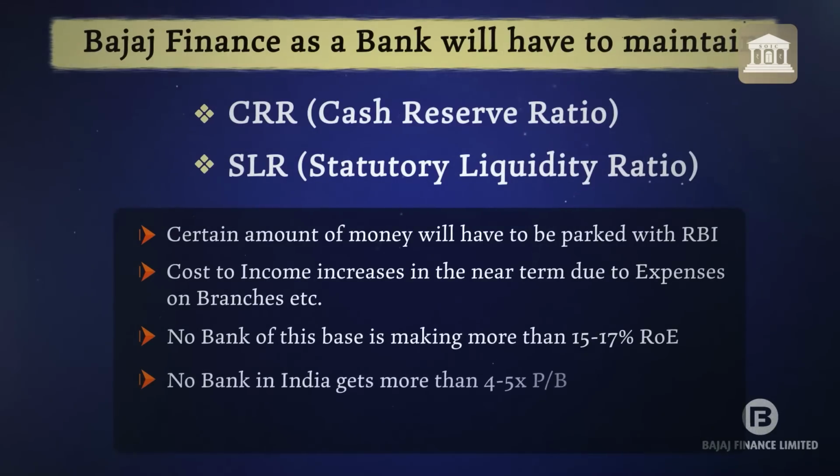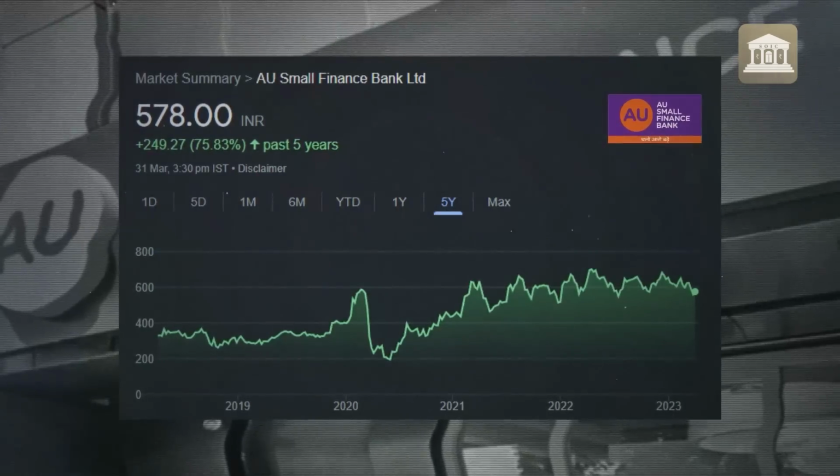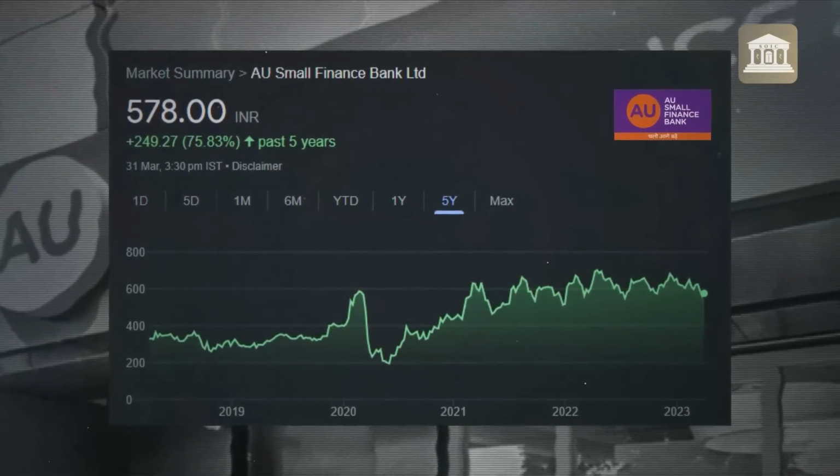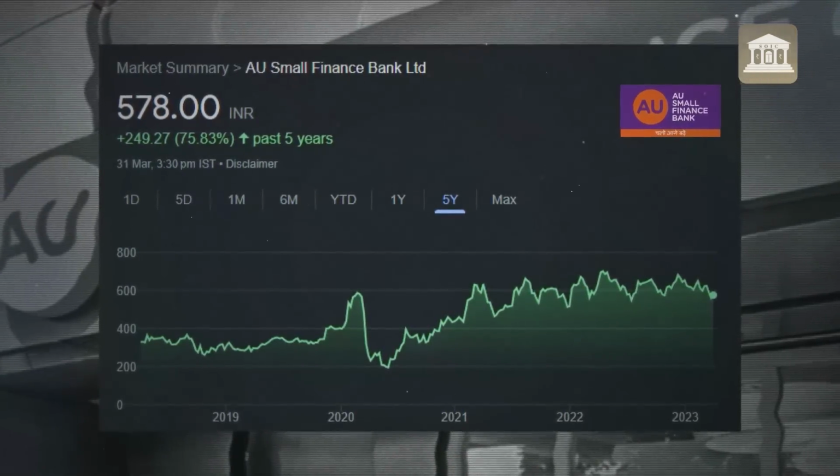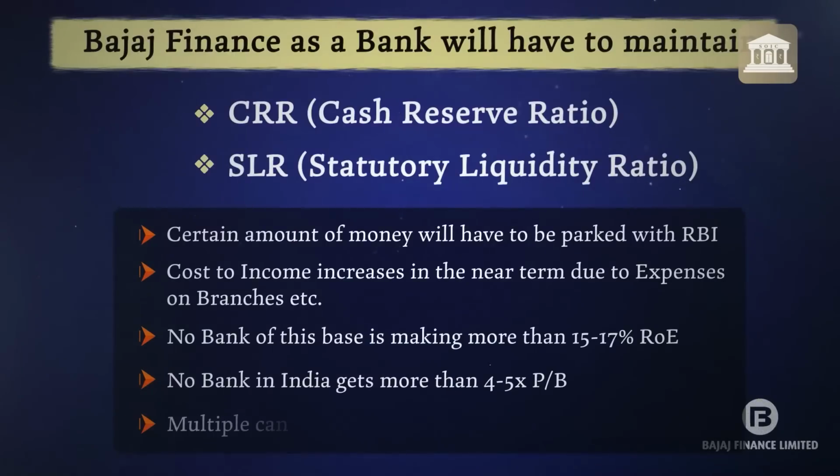And there is no bank in India which gets more than a 4 to 5 times price to book. Maybe AU Small Finance Bank is the most expensive bank which is listed in India, at 5x. So the multiple can also derate if that ends up happening, maybe somewhere in 5 to 10 years. So you have to take all these data pointers and think about why the stock is going through a period of time correction.